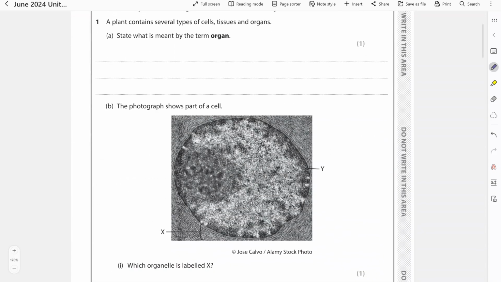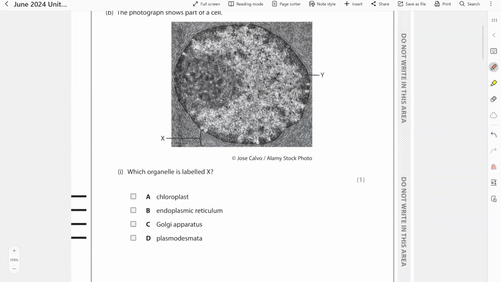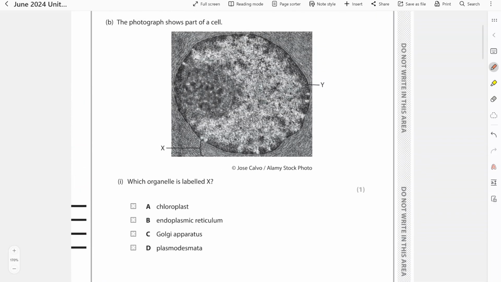A plant contains several types of cells, tissues, and organs. State what is meant by the term organ. So for this, I wrote an organ is a group of tissues that work together to perform a specific function. So that's the 1 mark. Right. Part B, the photograph shows part of a cell. Which organelle is labeled X?